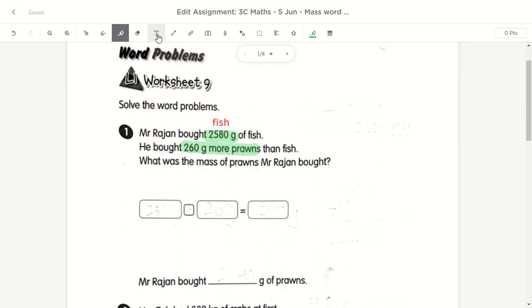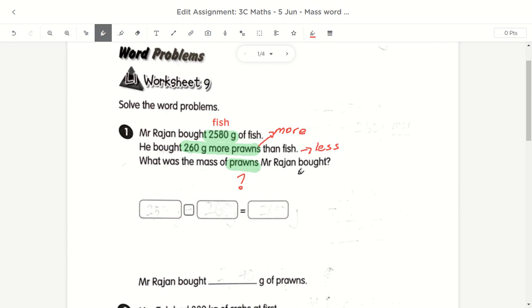So ask yourself now, are there more fish or more prawns? 260 grams more prawns than fish. So prawns must be more and fish must be less. So I'm going to write over here, prawns must be more and fish must be less. Okay, so what is the mass of prawns that he bought? So the question asks you about prawns. Having understood the question, now we start to draw the models. So let's draw the models over here.